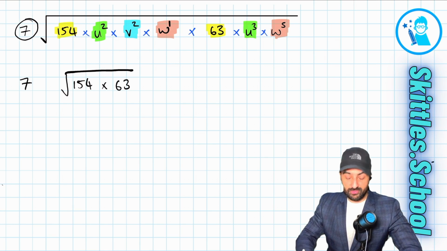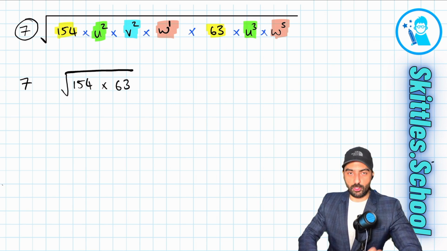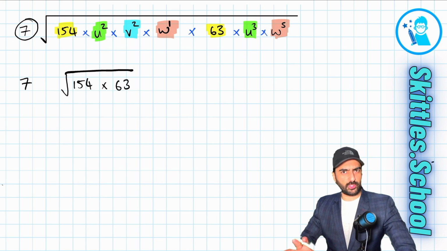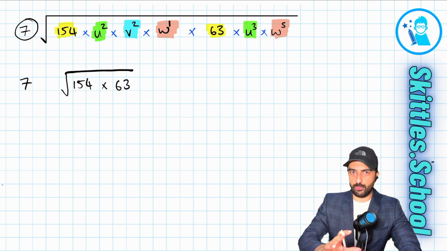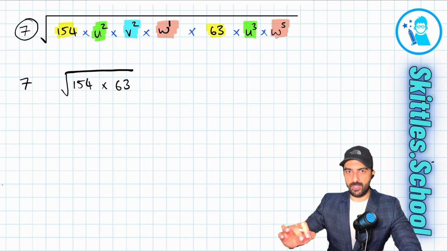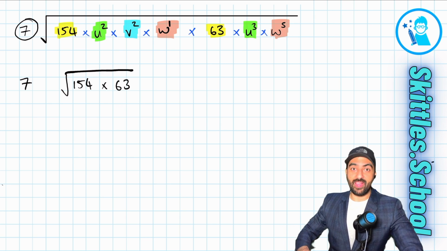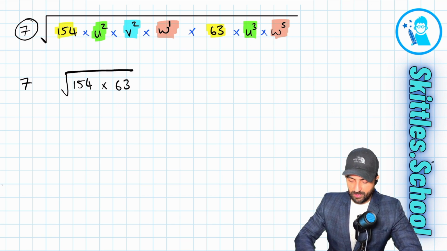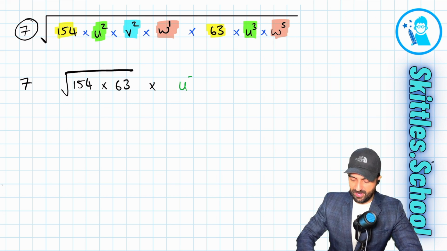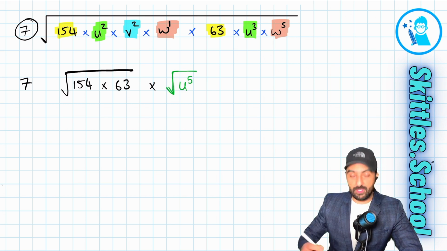Now let's do the letter u. So we've got u squared times u cubed. And when we're multiplying indices, we add the powers. So u to the power of 2 times u to the power of 3. It's 2, add 3 makes 5, so it's u to the power of 5. So let's write that in, times u to the power of 5, but that's still inside a square root. So far so good.